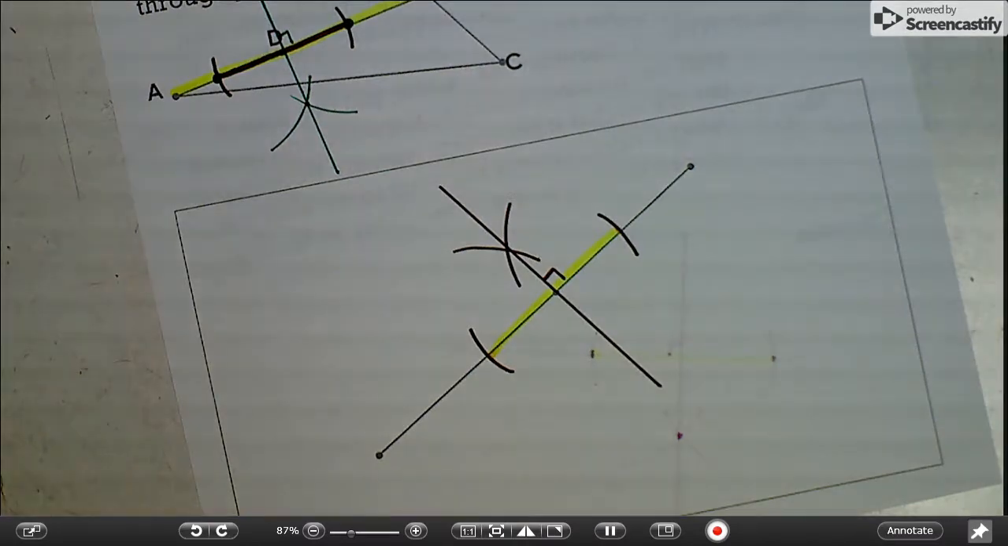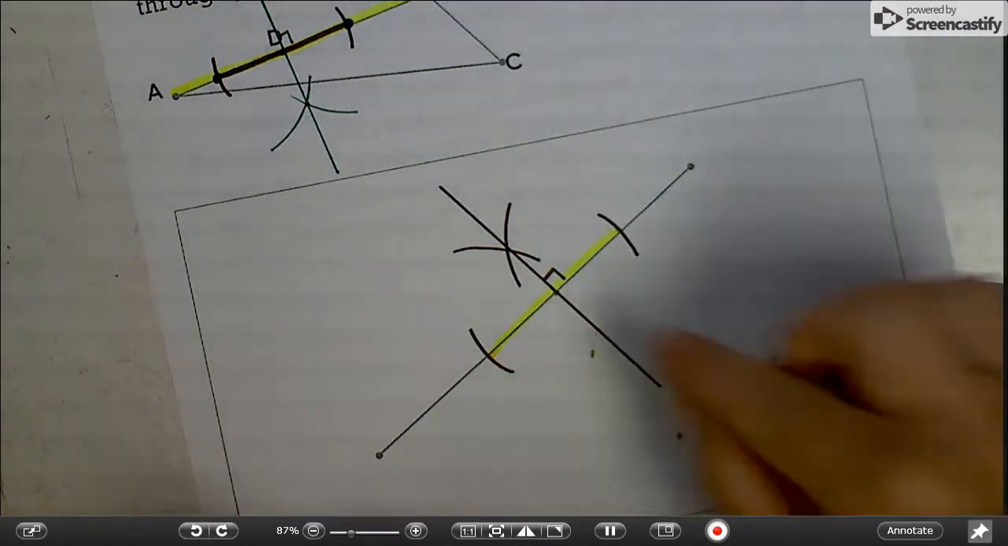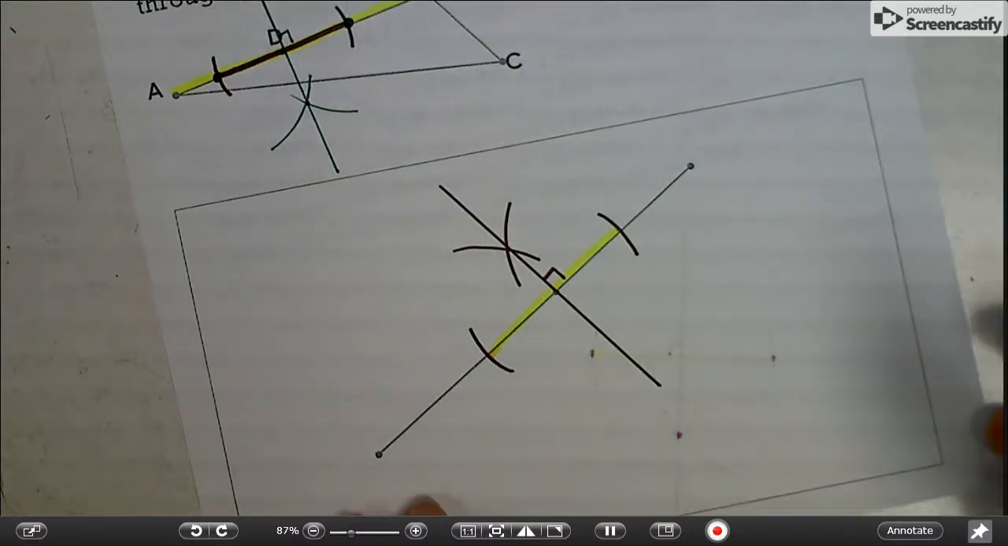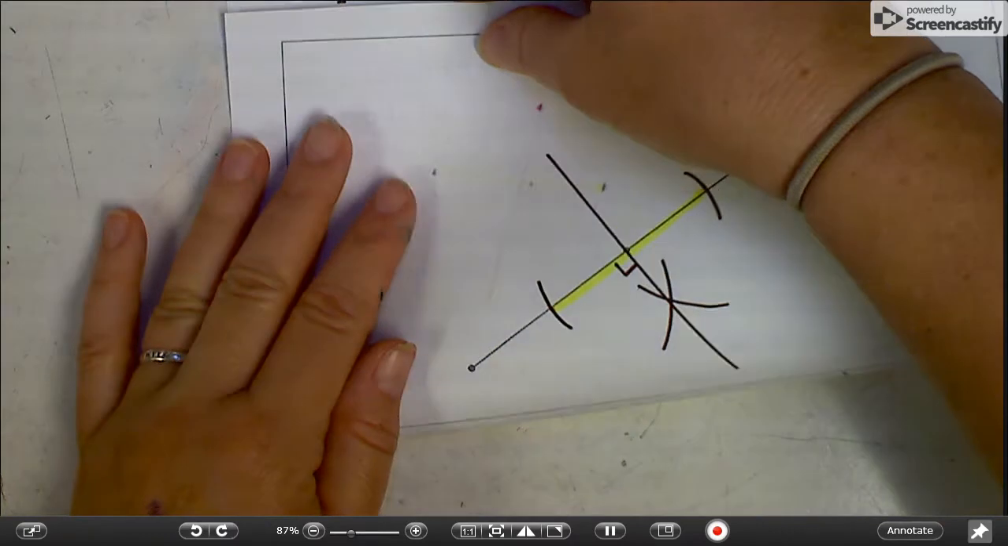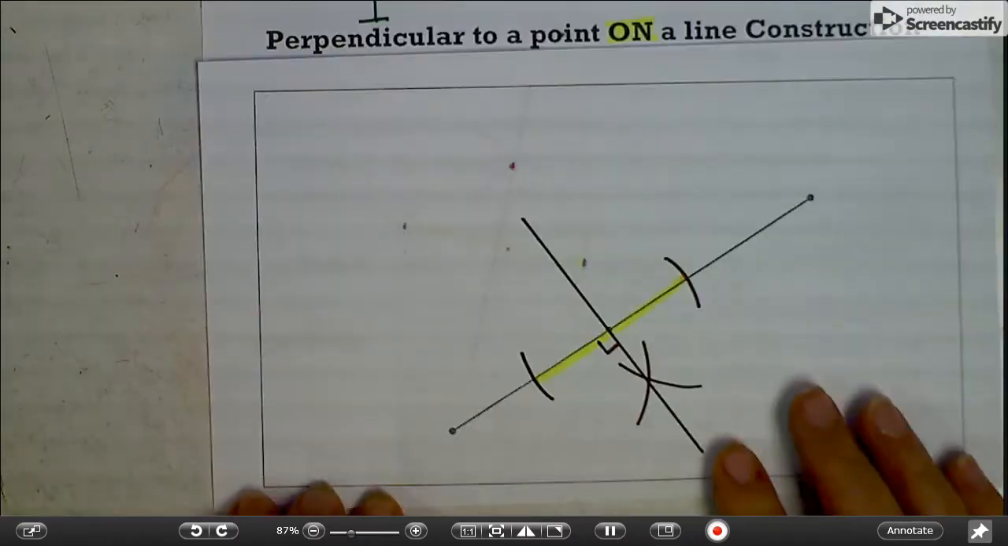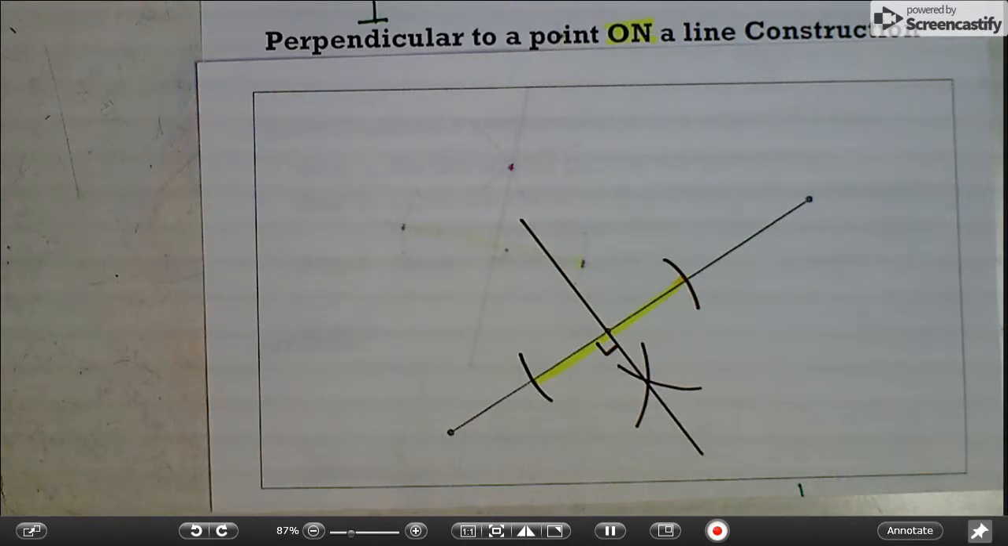Okay. You may have yours upside down, or yours may not look identical, but it should have that same general look to it. Fold your paper so you can see the name of the construction and an example of the construction, and glue that into your notebook on the correct page.